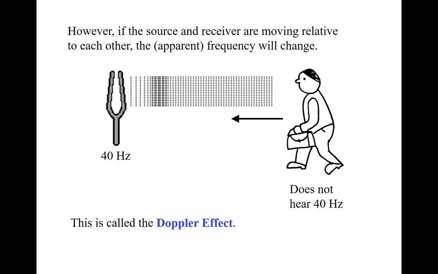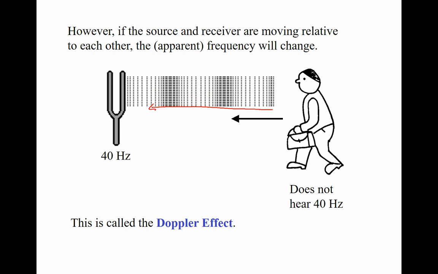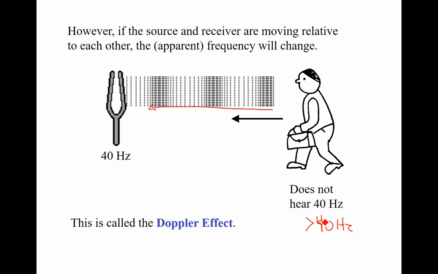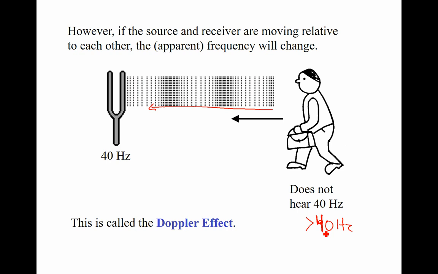I always like to think about this as like I'm in a canoe or something. I go with the waves or I go against the waves. So in this case, you're going with the waves. And as you're moving in this direction, more of those compressions are going to hit you in the same time, right? The tuning fork is making 40 hertz. The person is going to hear more of those cycles in less time. They're not going to hear 40 hertz. They're going to hear greater than 40 hertz.